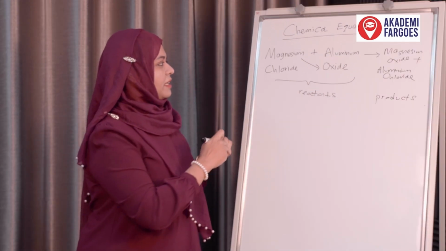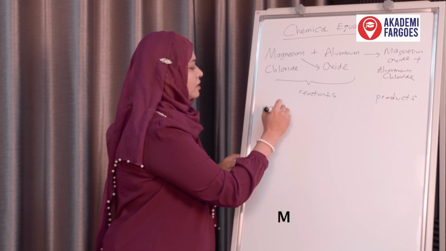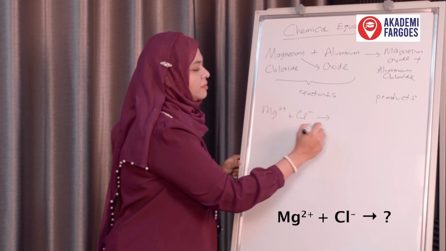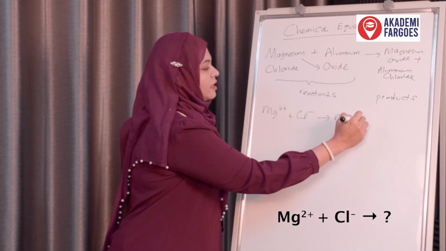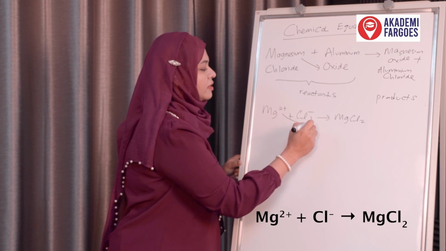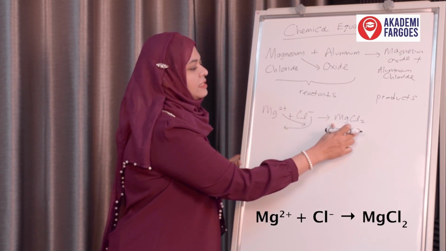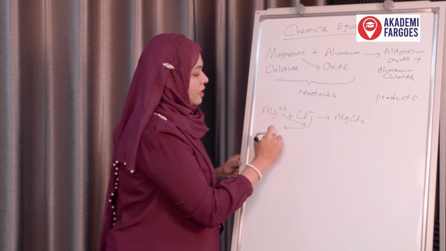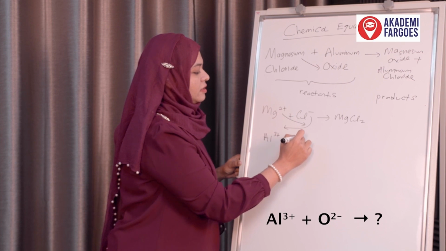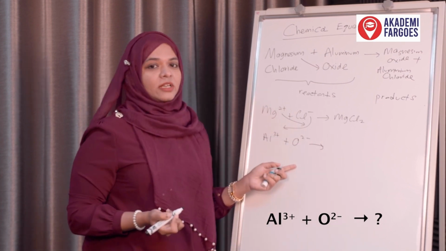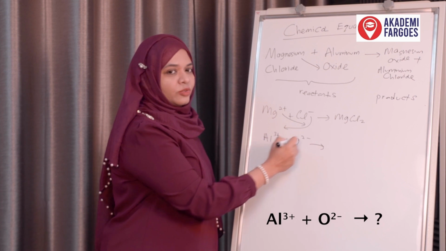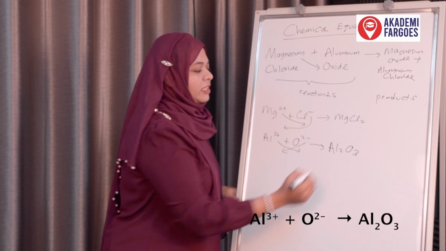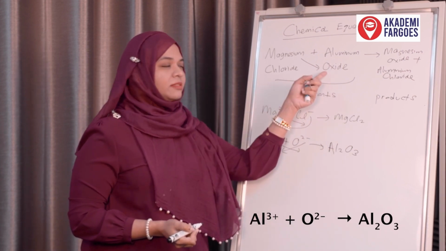This is the symbol for magnesium chloride: Mg2+, and chlorine is Cl-. The chemical formula for magnesium chloride is MgCl2, because 2 comes here, and -1 comes here. Aluminium oxide: Al3+, oxygen 2-. So what will be the product? 3 you bring here, 2 you bring here. Al2O3. This is the chemical formula for aluminium oxide.